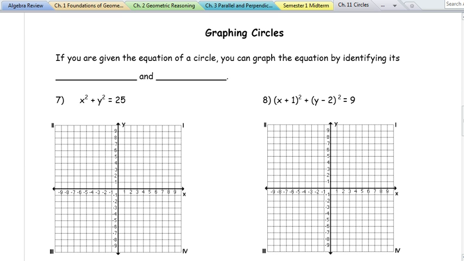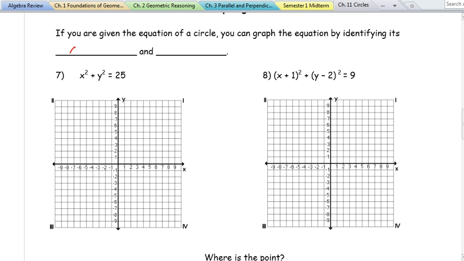Okay. If you're given the equation of a circle, you can graph the equation by identifying its center, we'll start with, and radius. And I'll show you how I want you to do this. So number 7, again, if you want to think of this as like an x minus 0 squared plus y minus 0 squared, there's nothing there. So we're starting right at the center of this coordinate plane. Speaking of center, we know it's 0, 0. So I'll have that down. Our radius, if you take the square root of 25, it's 5.